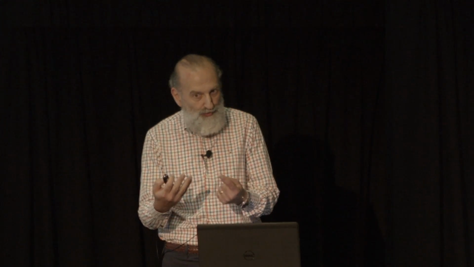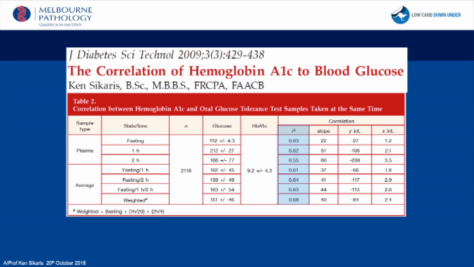Now, what happens if you start combining levels? What about if we average the fasting and the 2-hour? Isn't 2 a better way to predict the A1c than 1? And so if we combine 2 levels or 3 levels, we start getting a better correlation.